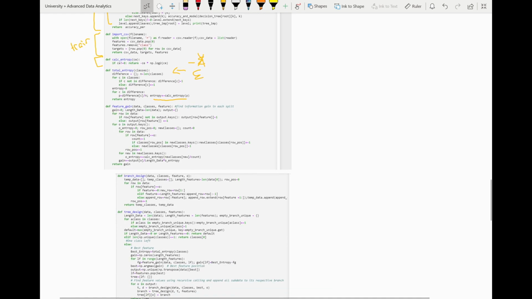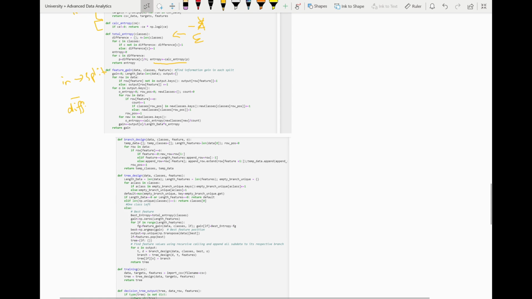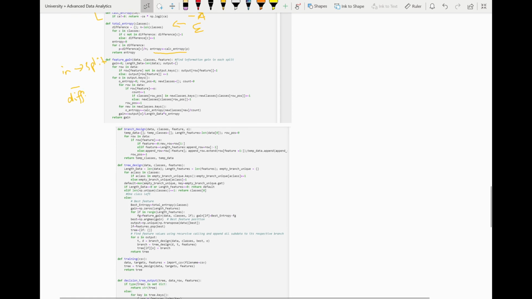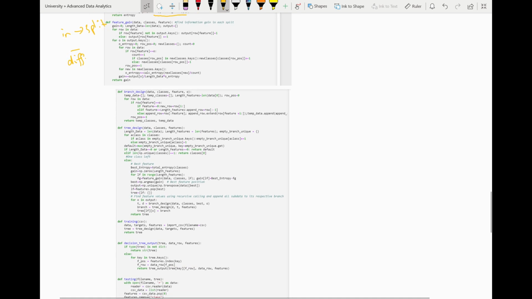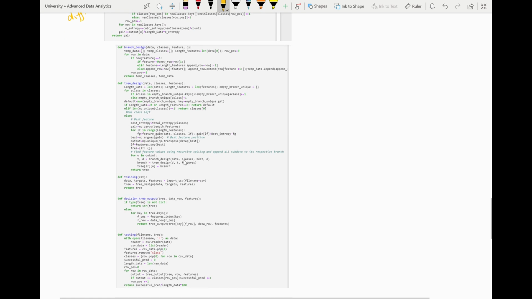Feature gain, that obviously finds our information gain, and that uses our entropy here. So you find the initial entropy, and then you find the entropy after it's split, and you minus it, so you find the difference between the two. And the difference is then added to your total gain, and that's what's returned here, just your gain. And we have branch design, which is basically how we design the end parts here and how we get to our leaf nodes.